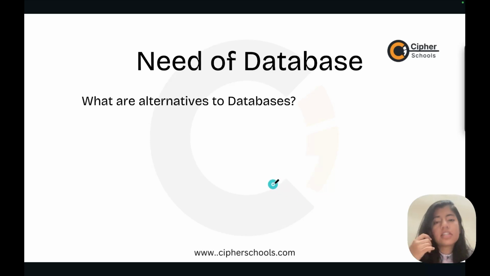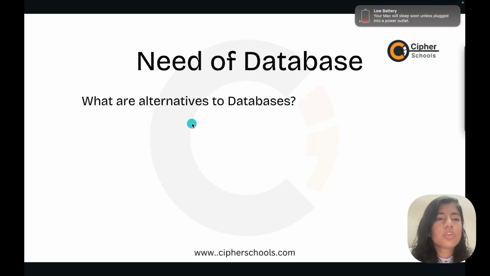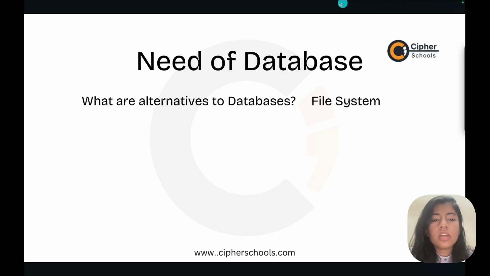So let's understand what is the need of database here. Before databases, just think about what we used to have. We were storing data in the form of files, like a file system, like some Word file or something like that. But there were many problems with these file systems. We'll discuss all the problems in detail.